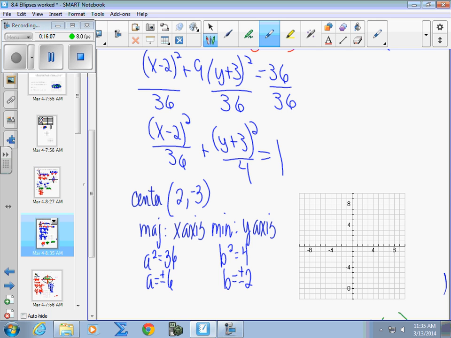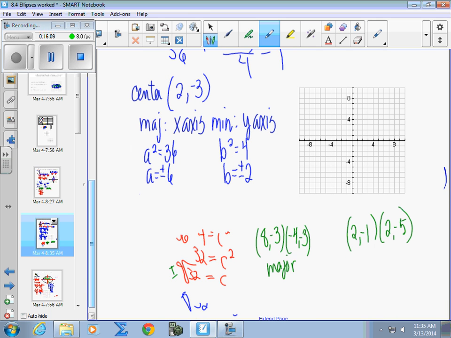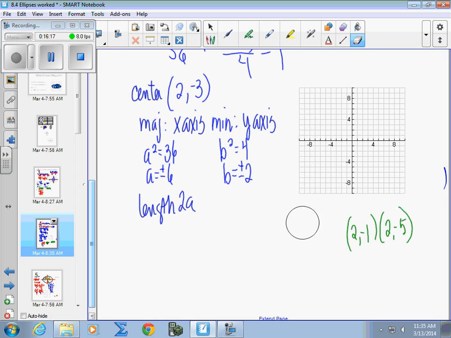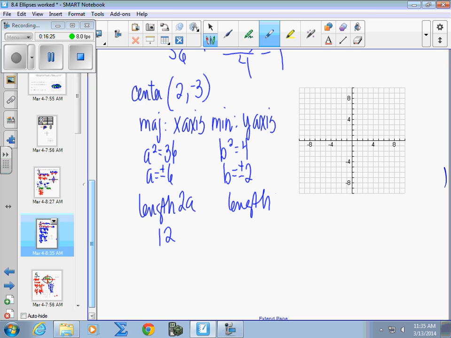The length of the major axis is 2A. So it's equal to how much? 12. The length of the minor axis is 2B. So it is equal to 4.